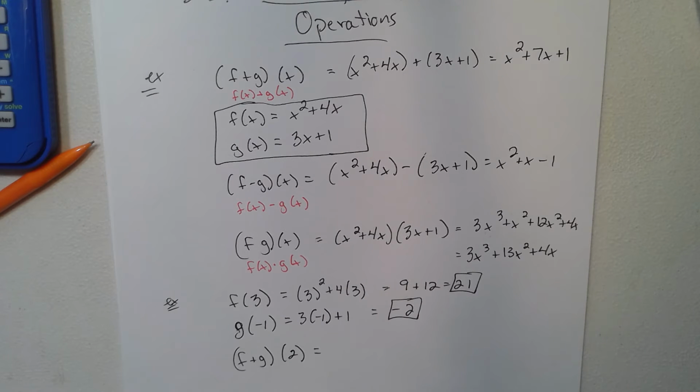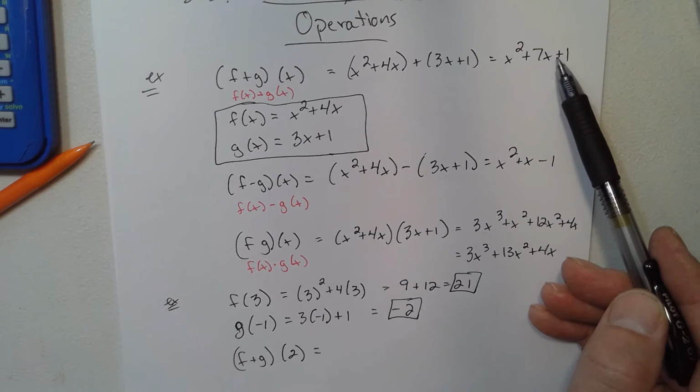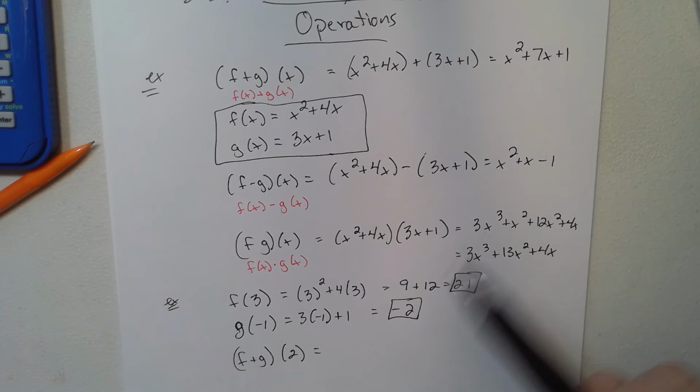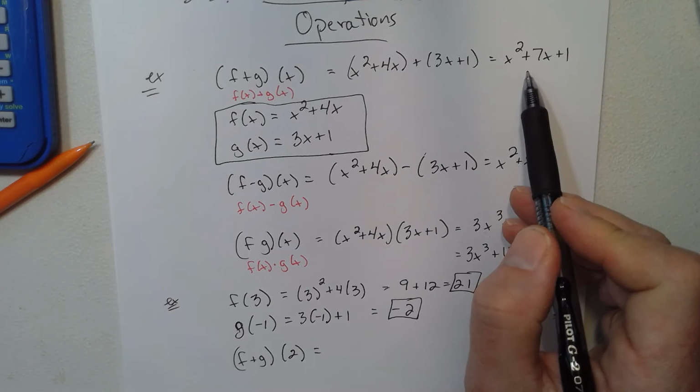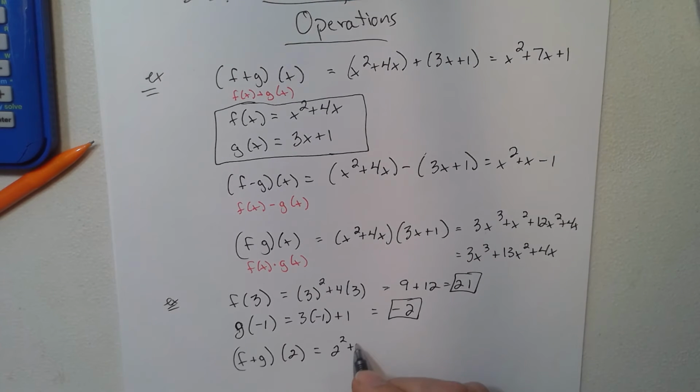So you could do f of 2 plus g of 2, or you could figure out f plus g of x, which we did up here. It's right here. So we could just plug 2 in right there, because this is f plus g of x. So if we plug 2 in, it'd be 2 squared plus 7 times 2 plus 1. So 4 plus 14, 18 plus 1, 19.